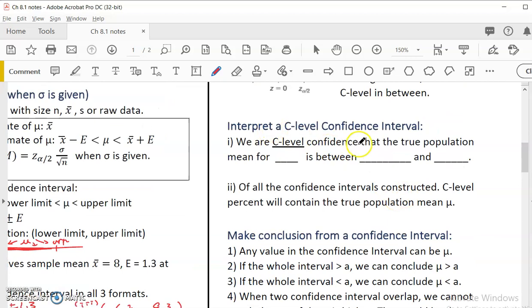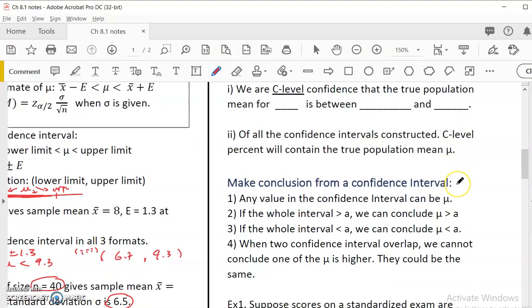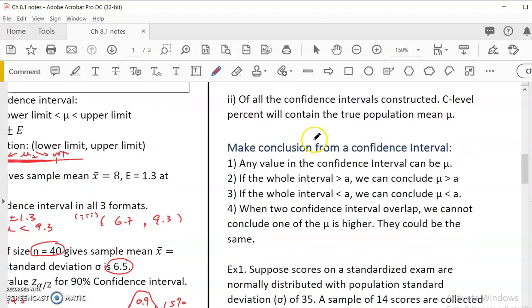Okay. Interpret a confidence interval, not a confidence level. You would say we are confident that the true population mean for whatever population is between that number and that number. Another interpretation is, I construct one confidence interval. If I draw more samples and construct more confidence intervals, that many percent, if it's a 90% level, then that percentage will contain the true population mean. Okay.